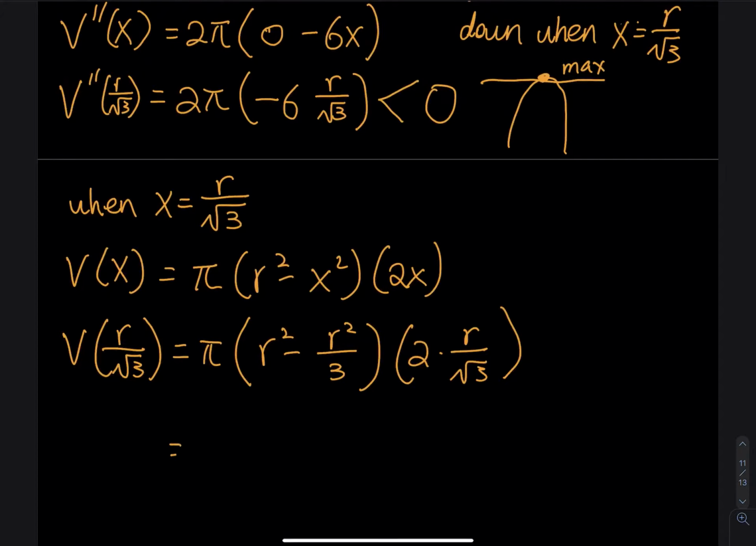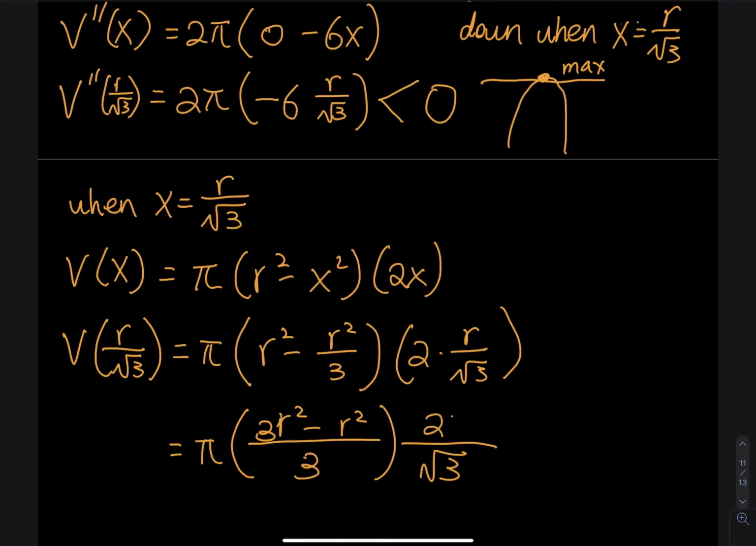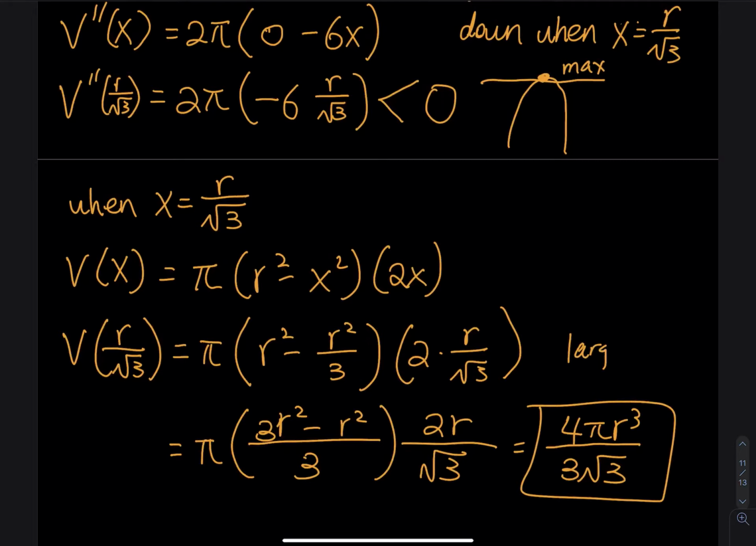So the pi is not going to go away. So we have a 3. This is a 3r squared minus r squared. And then this one is a square root of 3. And then we have a 2r. So what is that equal to at the end of the day? 3 minus 1 is a 2. So 2 times 2 is 4. So we have a 4. And then the bottom is 3 root 3. And then r squared times r is r to the third power, and then don't forget the pi. So this one is the largest volume. So that answers the question.